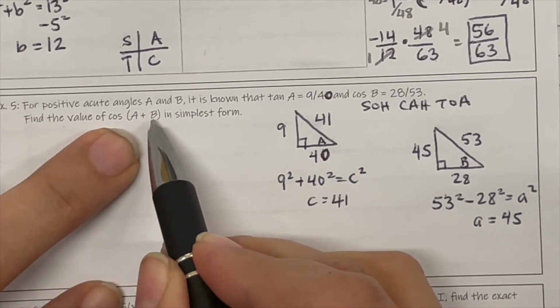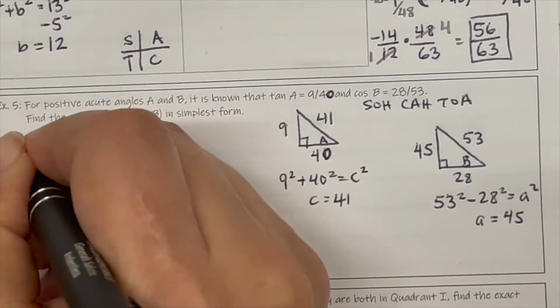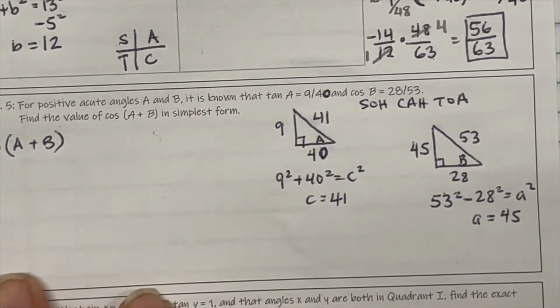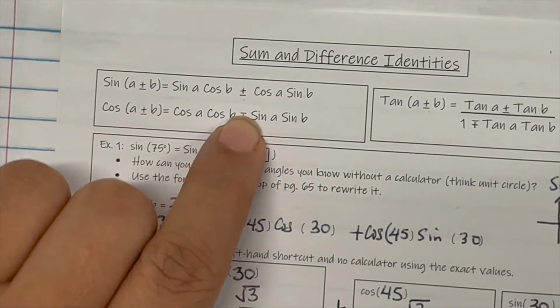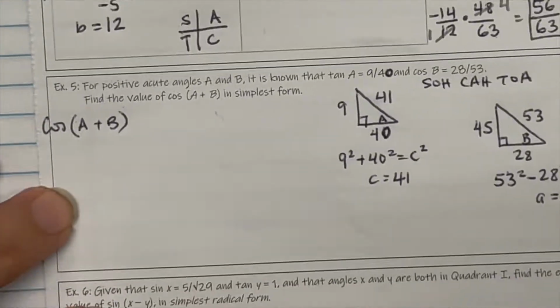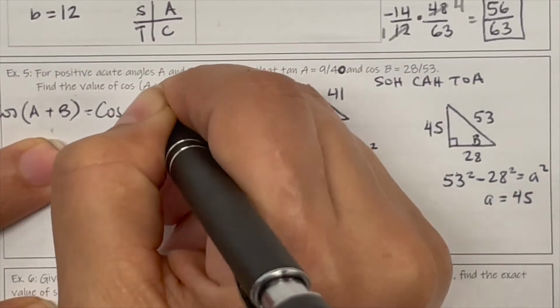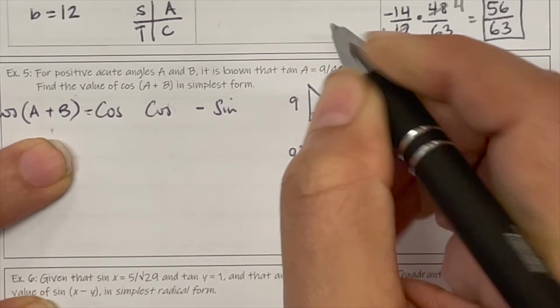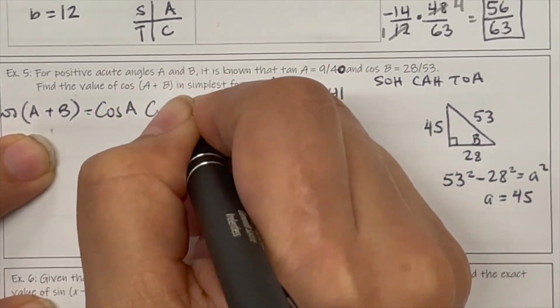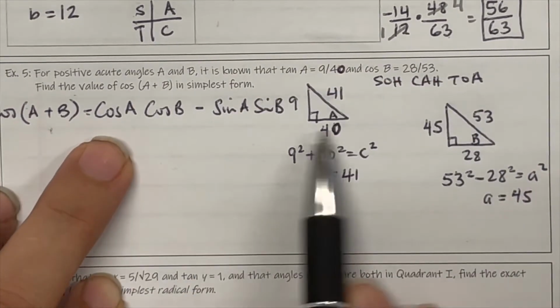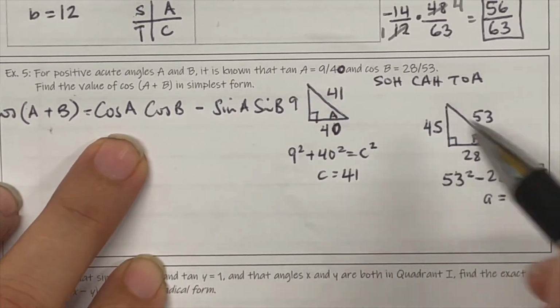All right, so given that, what is cosine of A plus B? Well, according to the formula, A plus B is going to be the top one, so it's minus. So it's cos, cos, minus sine, sine. So cosine A, cosine B, minus sine A, sine B. And those numbers are going to be cosine. So cosine of A is what I need to find. I don't have it, so I need to write it down.